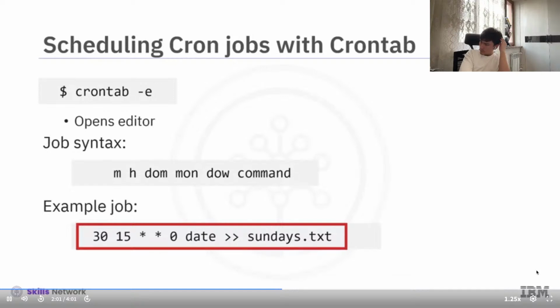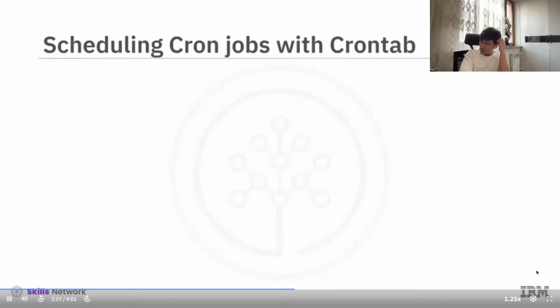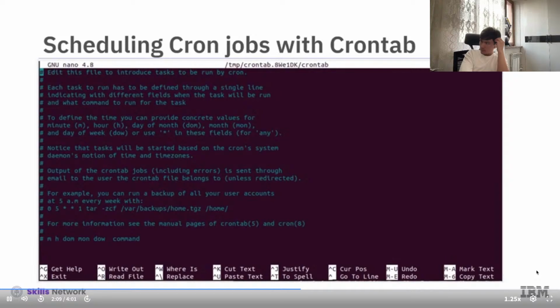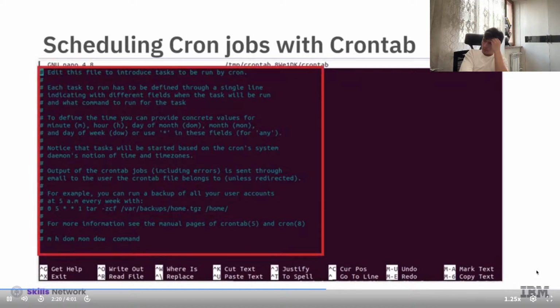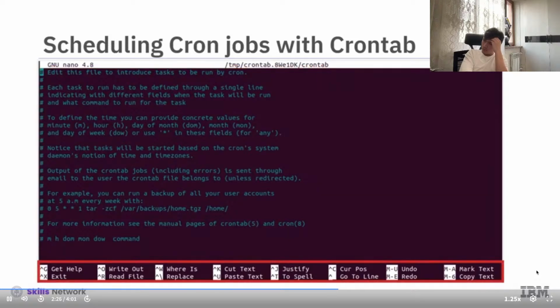Closing the editor and saving the changes adds the job to the crontab. Let's take a closer look at each of these steps. Entering crontab -e on the command line opens the default text editor. In this case, the default editor is GNU Nano. Conveniently, instructions for setting up cron jobs are included here as comments. Instructions for using the editor are also included, but you likely will only need Control-X in this context.